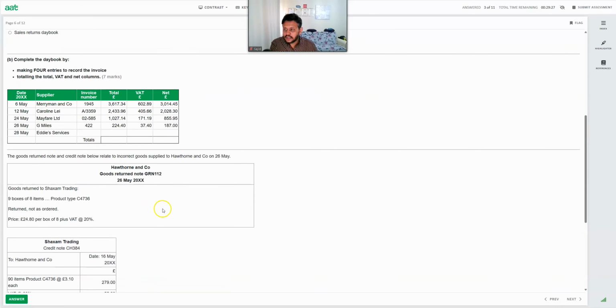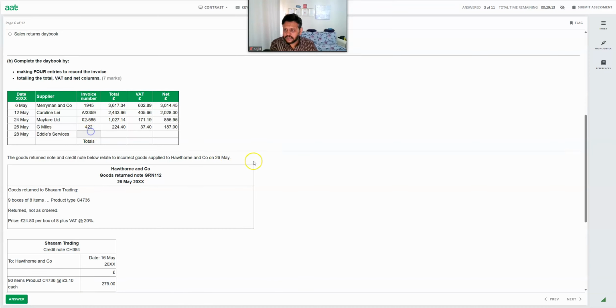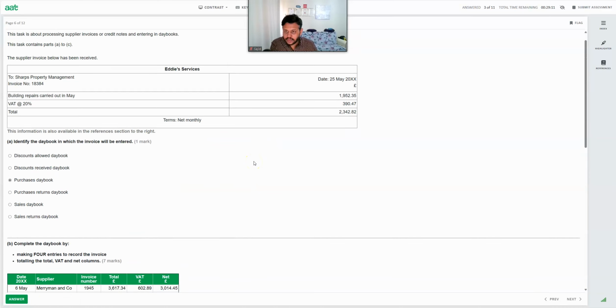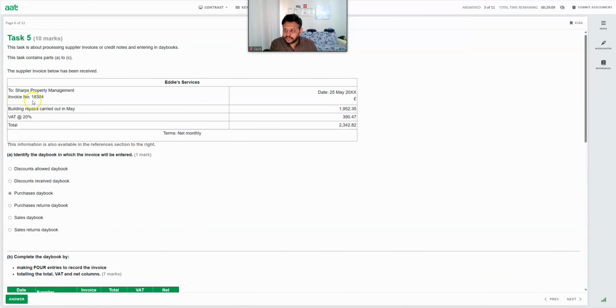Then we have here, complete the day book, making 4 entries to record the invoice, total, VAT, and the net column. That's quite simple. So we have ED Service, invoice number we already know, that was 18384.